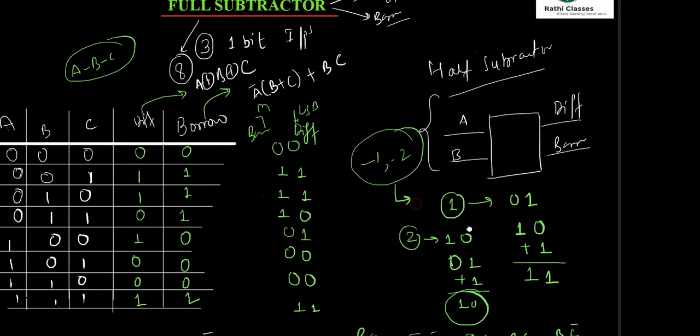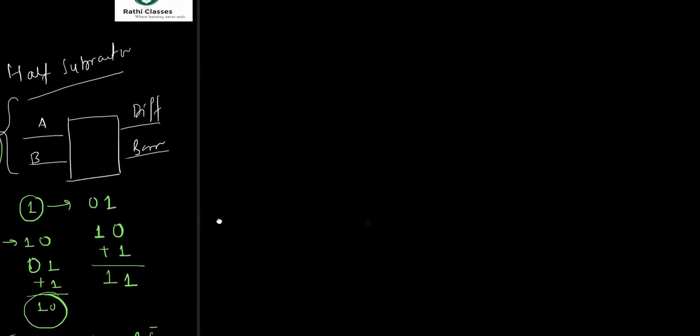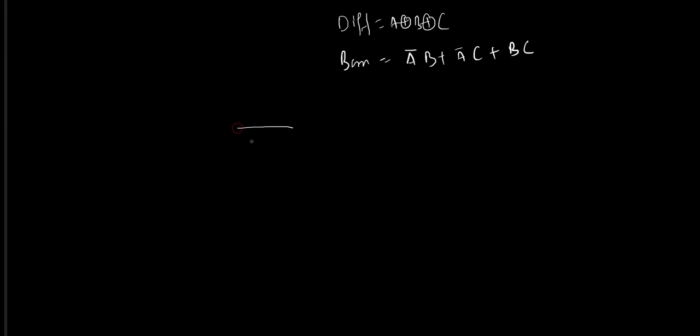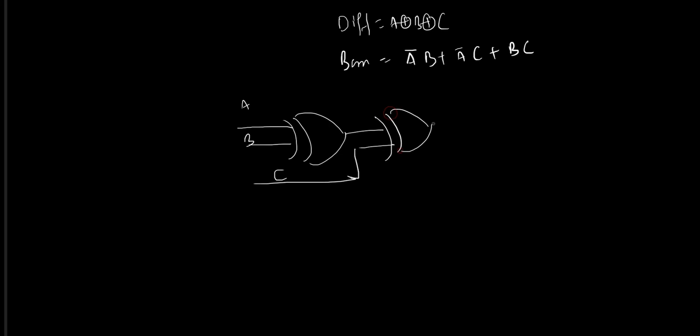Now my question is to design the circuit diagram for this. Let me quickly draw the resultant circuit diagram. For difference, I will be using the same concept, that is, two XOR gates. So this is A, this is B, and this is my C. I will just use two XOR gates in order to obtain my difference. This result is A XOR B, so my difference is A XOR B XOR C.